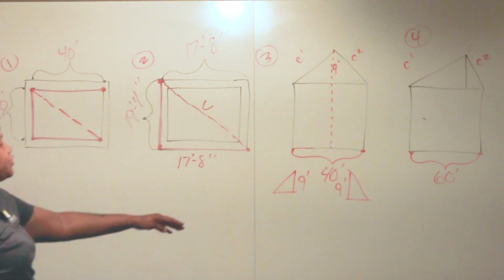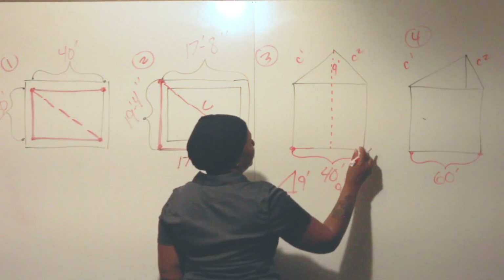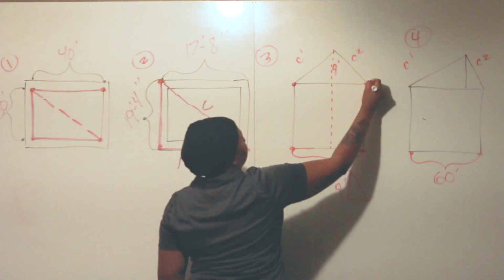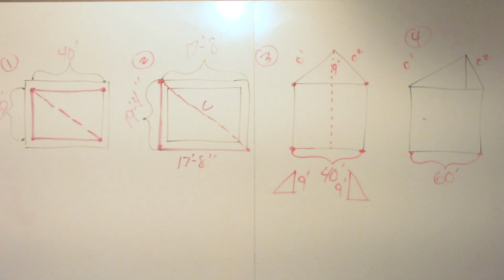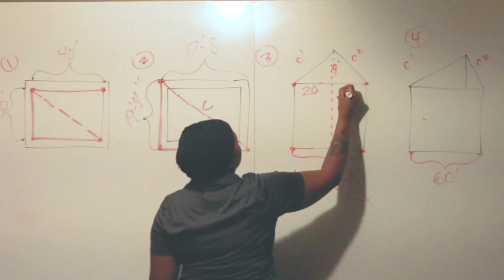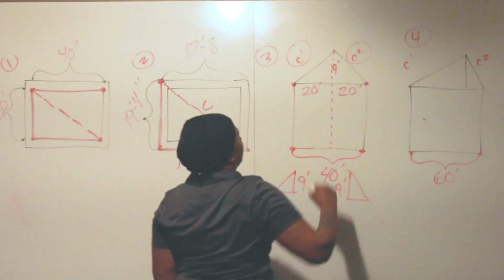We have a base that's 40 feet. The base of this house is 40 feet from here to here. If it's 40 feet from there to there, guess what? The distance from there to there is 40 feet. And if it's split in half, half of 40 is what? 20. So now I have enough information to be able to find common rafter 1 and common rafter 2.